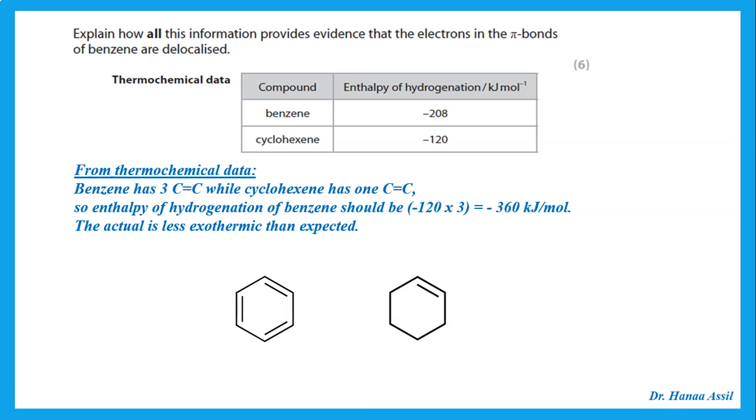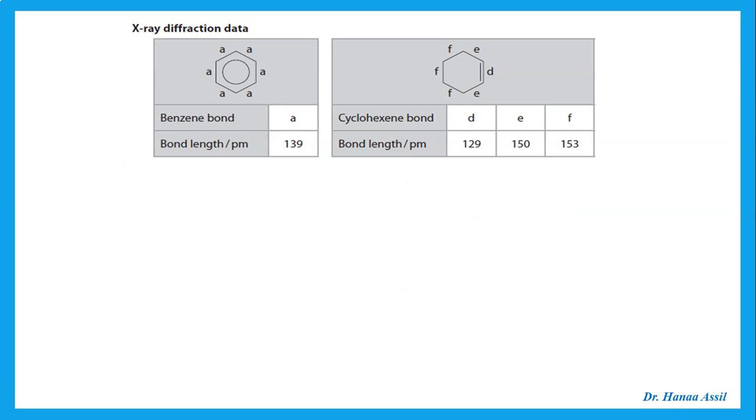So if we say benzene has 3 double bonds while cyclohexene has 1, then the enthalpy of hydrogenation of benzene should be 3 times that for cyclohexene. So actually the value should be minus 360, not minus 200 and something. So the actual is less exothermic than expected, and that means the double bonds are not fixed like this with alternating single and double. It is delocalized, so it is somewhere in between a double and a single bond.